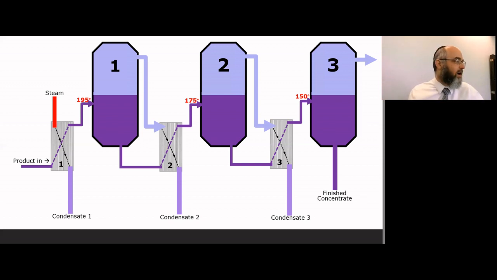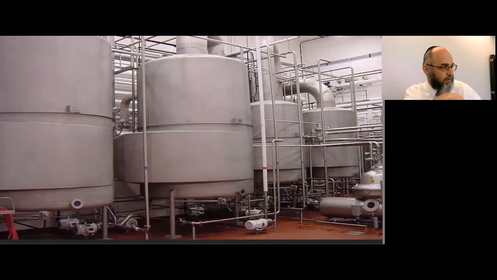Okay, so now this is the picture that was on the opening screen. In this picture, you're looking at four effects. You're not seeing the heat exchanger. You're just seeing the separators, or the calandrias, as you want to call them. I don't know if I pronounced that correctly. These are the four effects in this picture.